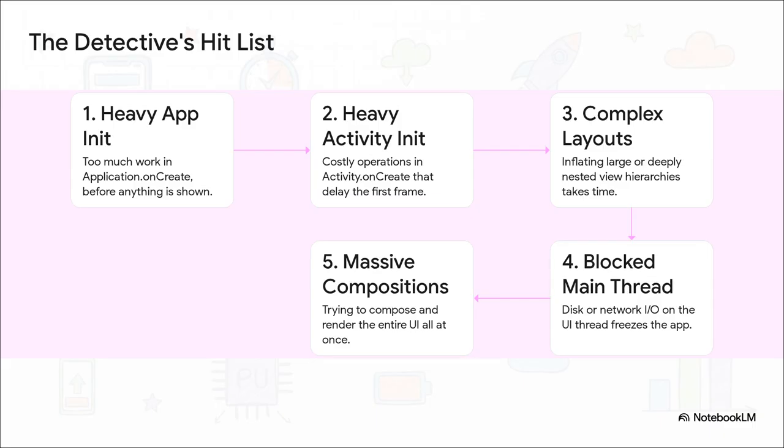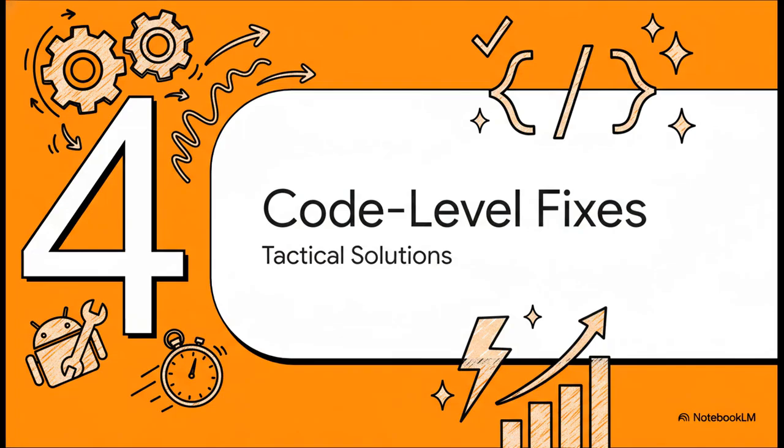We're either doing way too much heavy lifting right at the start in methods like onCreate, or we're trying to render a massive, complex UI. Or we're blocking the critical main thread with slow disk or network calls, and in the world of Jetpack Compose, a big one is trying to draw the entire UI all at once. Okay, let's move on and see how we can apply some tactical fixes to deal with these common suspects right in our code and hopefully get some immediate performance wins.